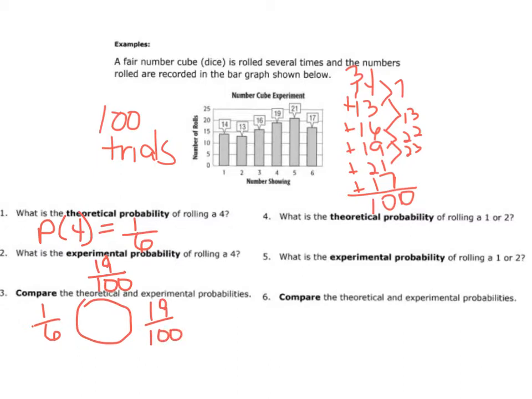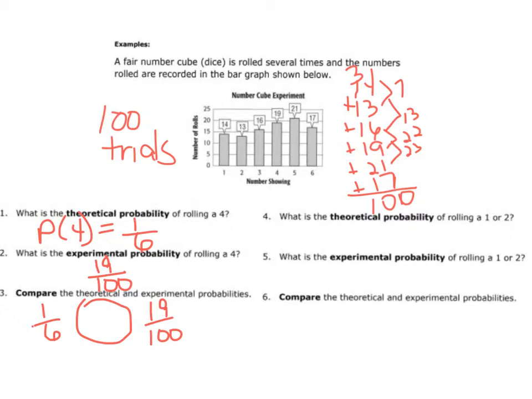Now, can we compare it the way it looks right there, the way the fraction is written? No, we need to find a common denominator. Okay, so what would be a common denominator between 6 and 100? 2? That's a common factor. So remember, when we're looking for a denominator, we're looking for multiples. So multiples of 6, multiples of 100. Can 6 go into 100 evenly? No, 100 is not divisible by 6.